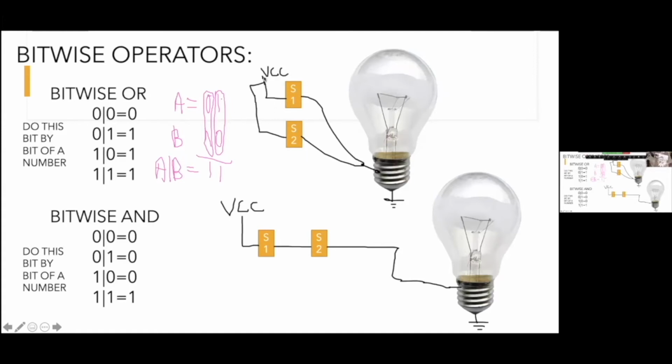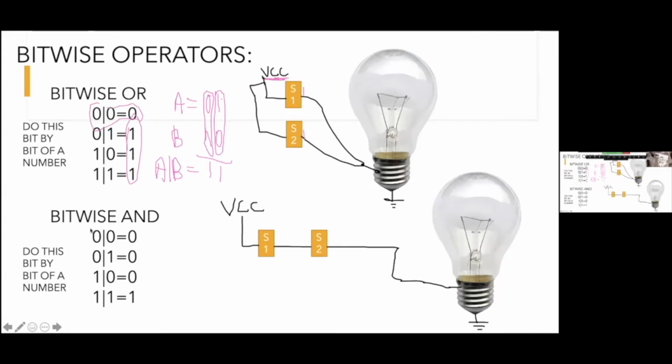Like I have the VCC or power supply connected here, I have two switches, and I have a bulb connected. If I turn on this switch, or I turn on this switch, or I turn on both these switches, the light will glow, so the result will be 1. But the only way to turn off the light is to turn off both of the switches. So I hope you get it.